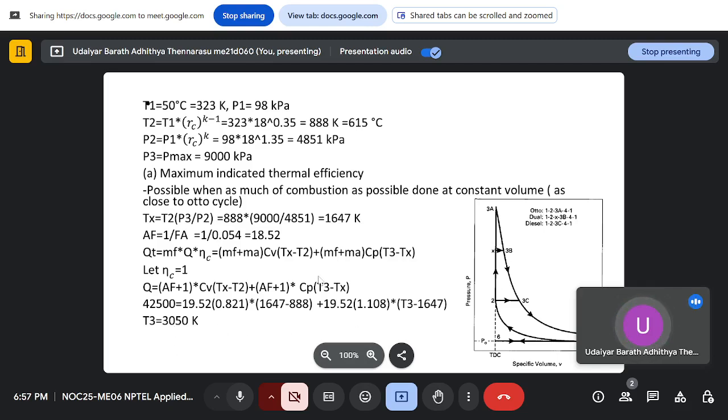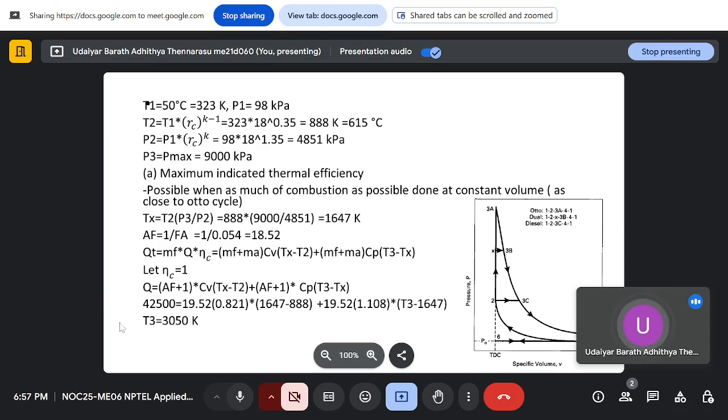If it would have been an Otto cycle, then T3 would come out to be the same as 1647. So there will be no constant pressure heat addition. Since the heat provided is more, it will follow a dual cycle. So it will come till 9000 kilopascal, and then it will follow a constant pressure.